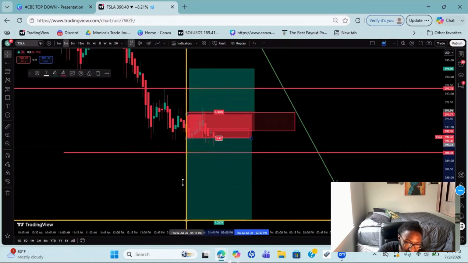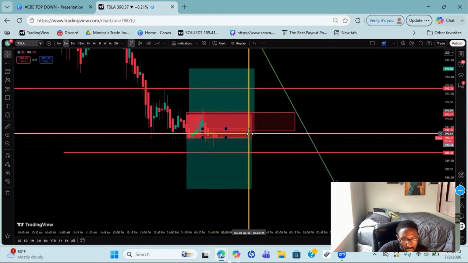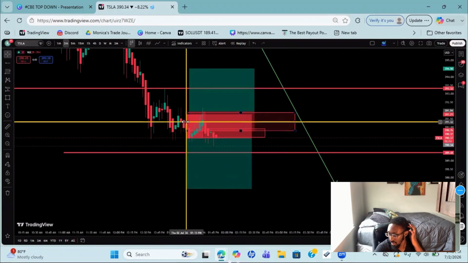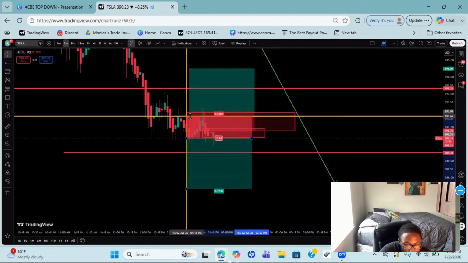So for this one, it's kind of seeing how we pair them both. This is what I call discretion, how you place your stop loss. Your stop loss could be at the top of the 3-minute, right? I make the 3-minute blue.